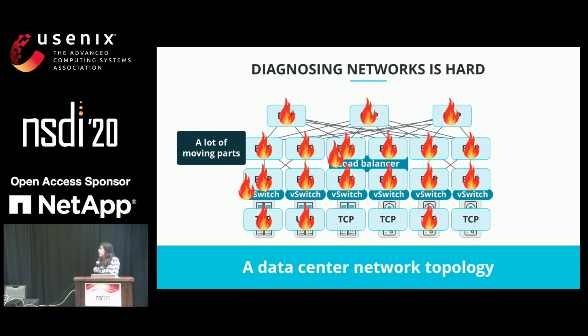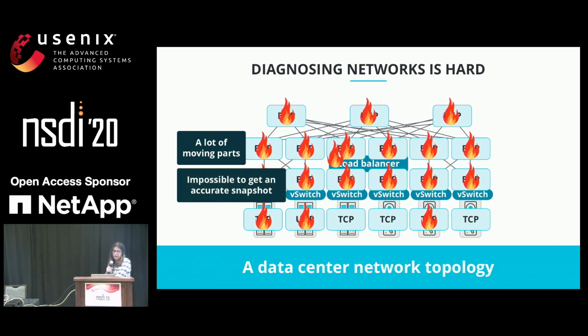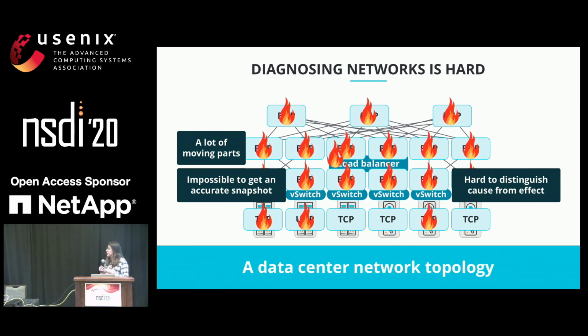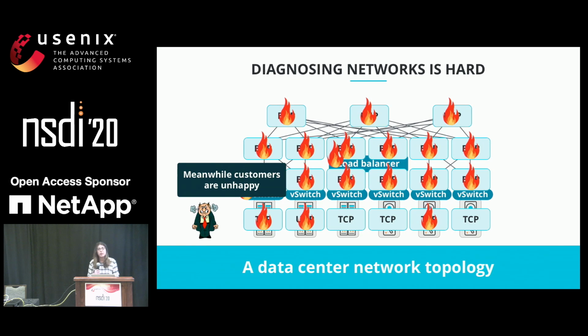There are a lot of moving parts to this system. Every single one of these components can change because they are managed by different teams, and these teams often update them asynchronously. It's almost impossible to get an accurate snapshot of the end-to-end system. There have been some papers on how to do this, but a lot of them are really, really hard to implement in practice. And it's hard to distinguish, a lot of the time, the cause from the effect. It's hard to figure out whether what we're observing is actually the symptom or is the actual root cause of the problem. And meanwhile, customers are unhappy when this happens.